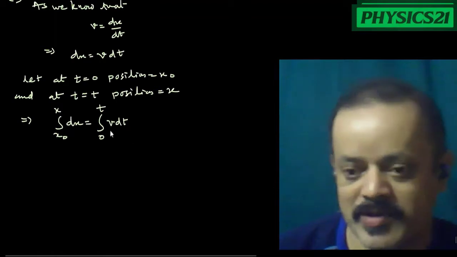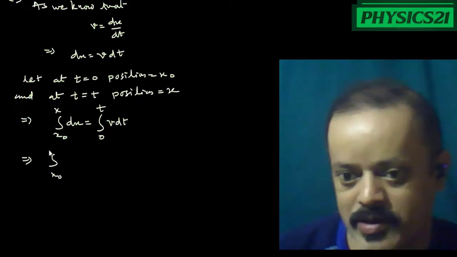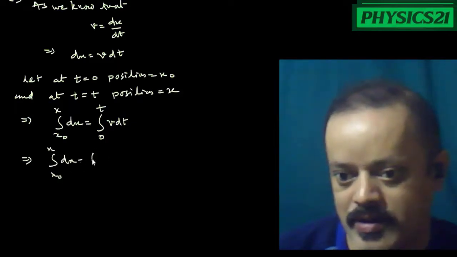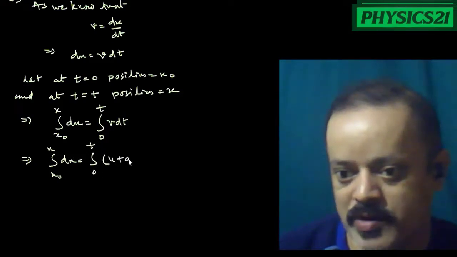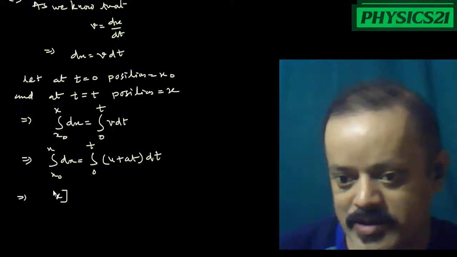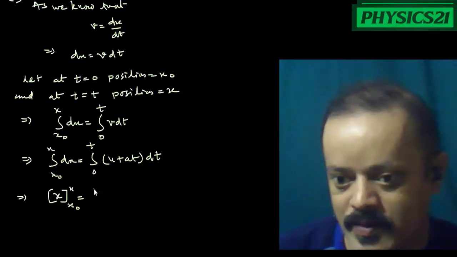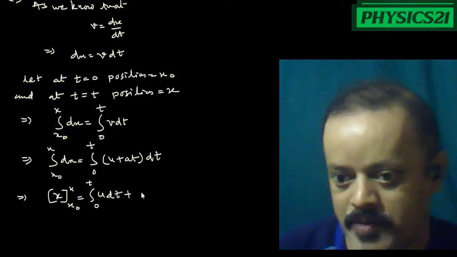Now in next step we will substitute the value of v from the first equation. So there is integration x naught to x dx, integration 0 to t, in place of v, u plus at, then dt. Now integration of dx will be x, limits from x naught to x, is equal to integration 0 to t u dt plus integration 0 to t at dt.